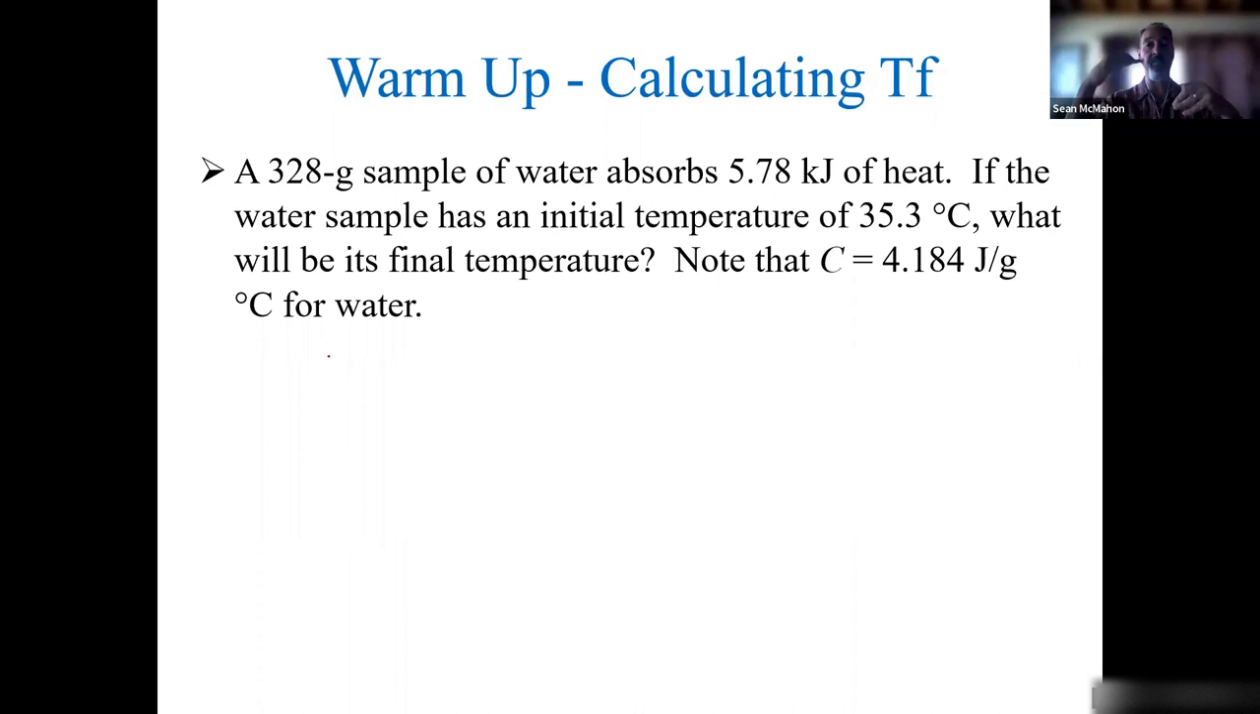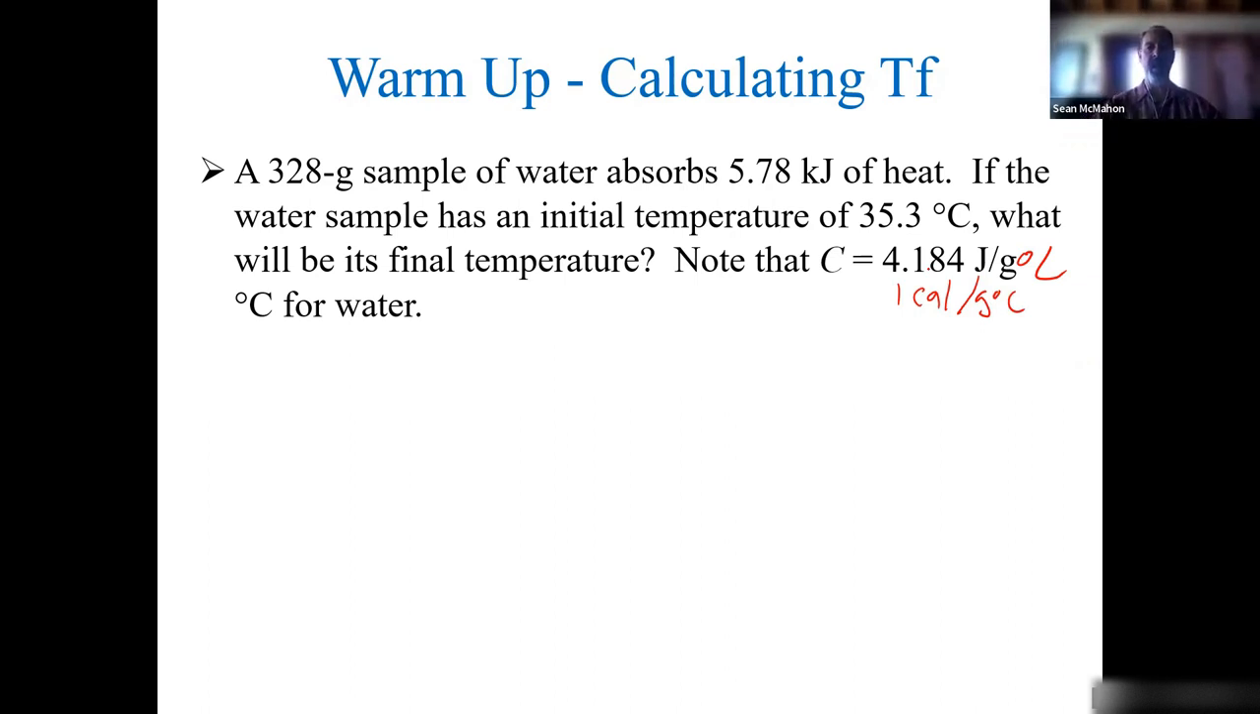And if you remember from last lecture, it was relatively high compared to metals and other substances. So the 4.184 joules per gram degree Celsius for water is the one you should know. That's like the only one. It's also, if you remember, 1 calorie per gram degree Celsius, because 1 calorie is equivalent to 4.184 joules.